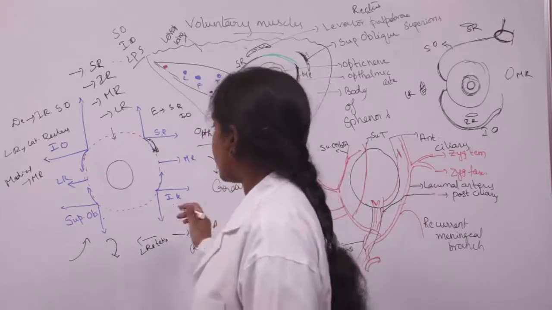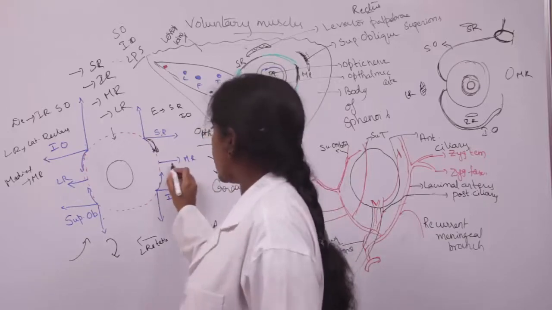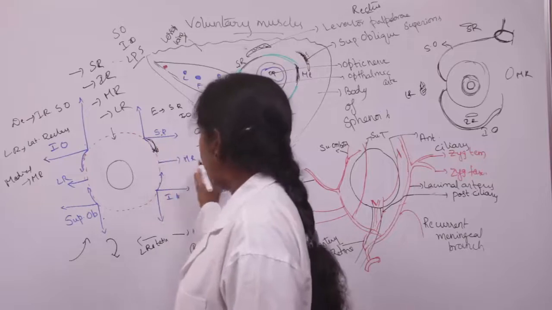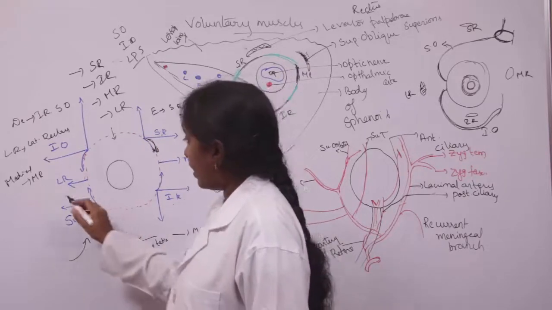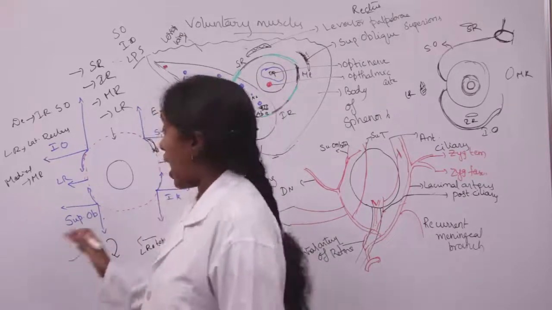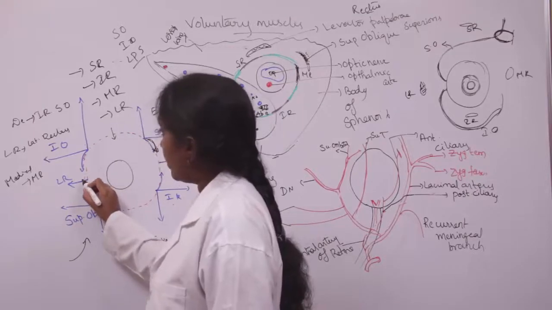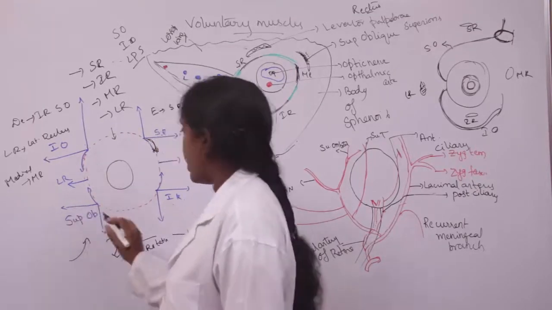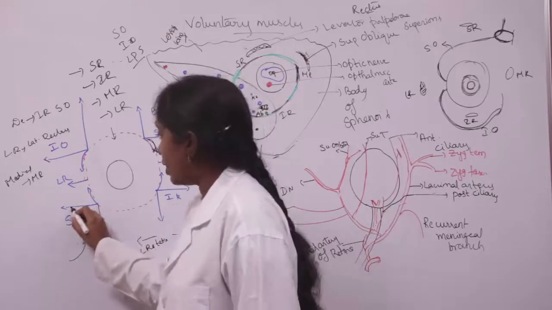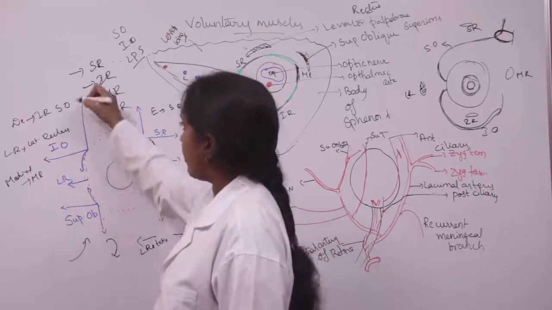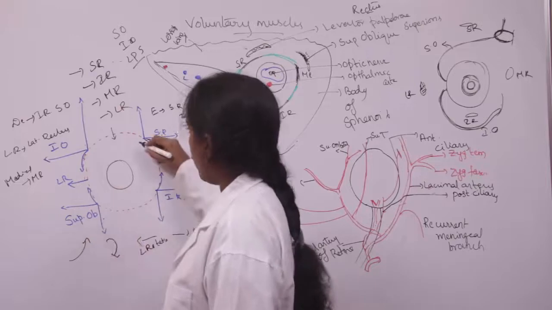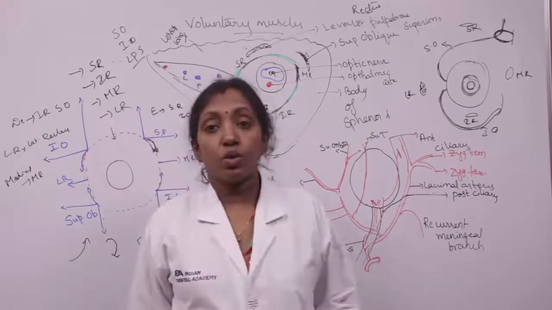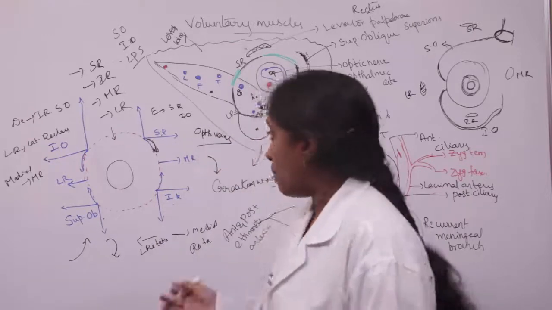The medial rotation is caused by the inferior rectus as well as the superior rectus as well as the medial rectus. And the lateral rotation, that means abduction, is caused by the lateral rectus, inferior oblique and superior oblique. This is the medial rotation arrow, and this is the lateral rotation arrow. This is elevation of the eyeball, this is depression of the eyeball, this is intorsion, and this is extorsion. So these are the various actions of the muscle movements.